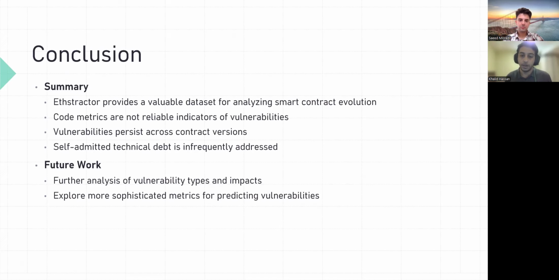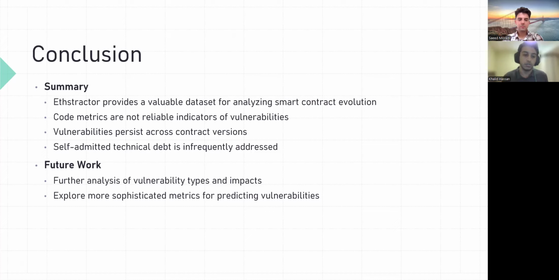So to wrap up, to summarize what we did, we created a tool called Ethstractor to collect our version data set of smart contracts that have been deployed to Ethereum. We also found that code metrics are not reliable indicators of vulnerabilities in smart contracts, and that these vulnerabilities normally persist over different contract versions. We also found that technical debt is generally not removed from smart contracts as they evolve.